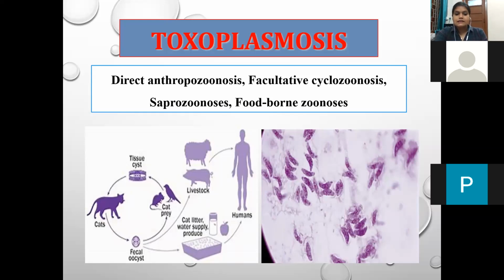The third one is sapro-zoonosis. Sapro-zoonosis means humans can be infected through the ingestion of contaminated food or contaminated water. Definitely it can be transmitted to human beings through infected food or infected meat. So it is under foodborne zoonosis. These are the different classifications in which you can categorize toxoplasmosis.